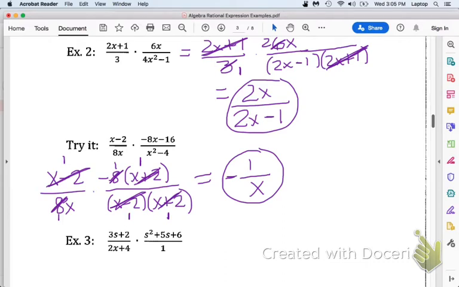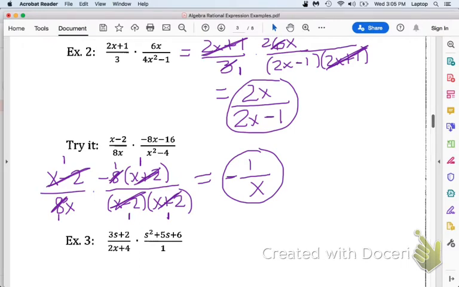Okay, so in example 3, sometimes you will see it written like this over 1. Sometimes you will just see the first expression, 3s plus 2 over 2x plus 4 times, and then you'll have your trinomial. Remember that if you see anything written just times this or divided by this, you always want to make it a fraction over 1. So I went ahead and did that. I put the fraction over 1.